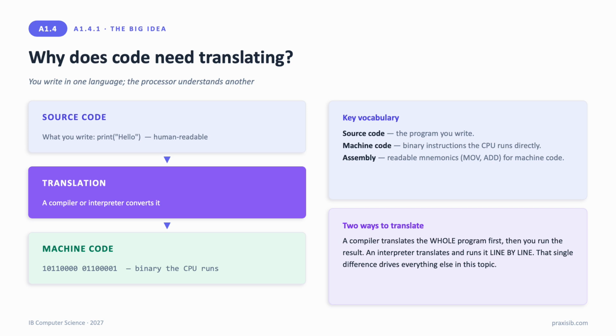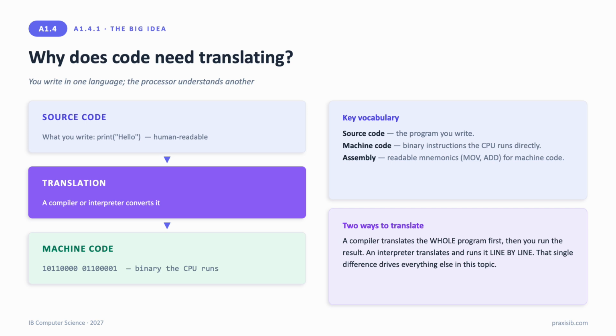The processor is the chip that does the actual work. Now look at the bottom of the diagram. This is what the processor understands. It is the machine code. Machine code is pure binary. It is just patterns of ones and zeros. So the top and the bottom are very far apart. That is why we need translation in the middle. A compiler or an interpreter does this translation.